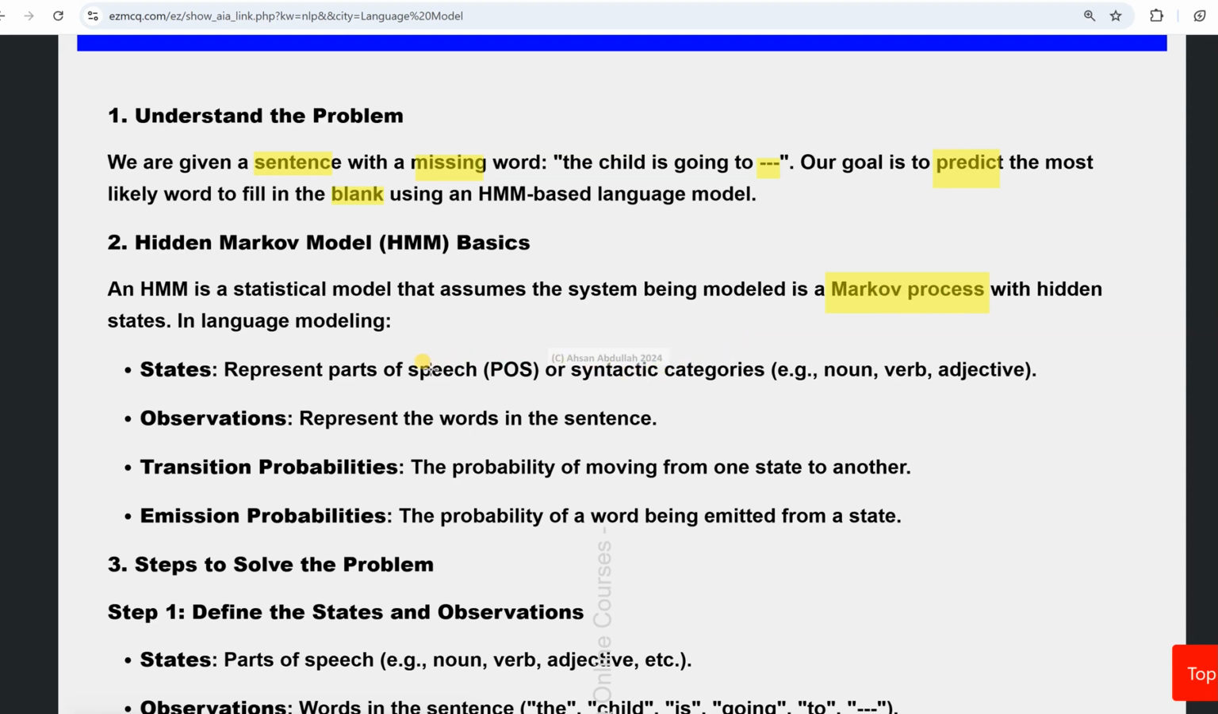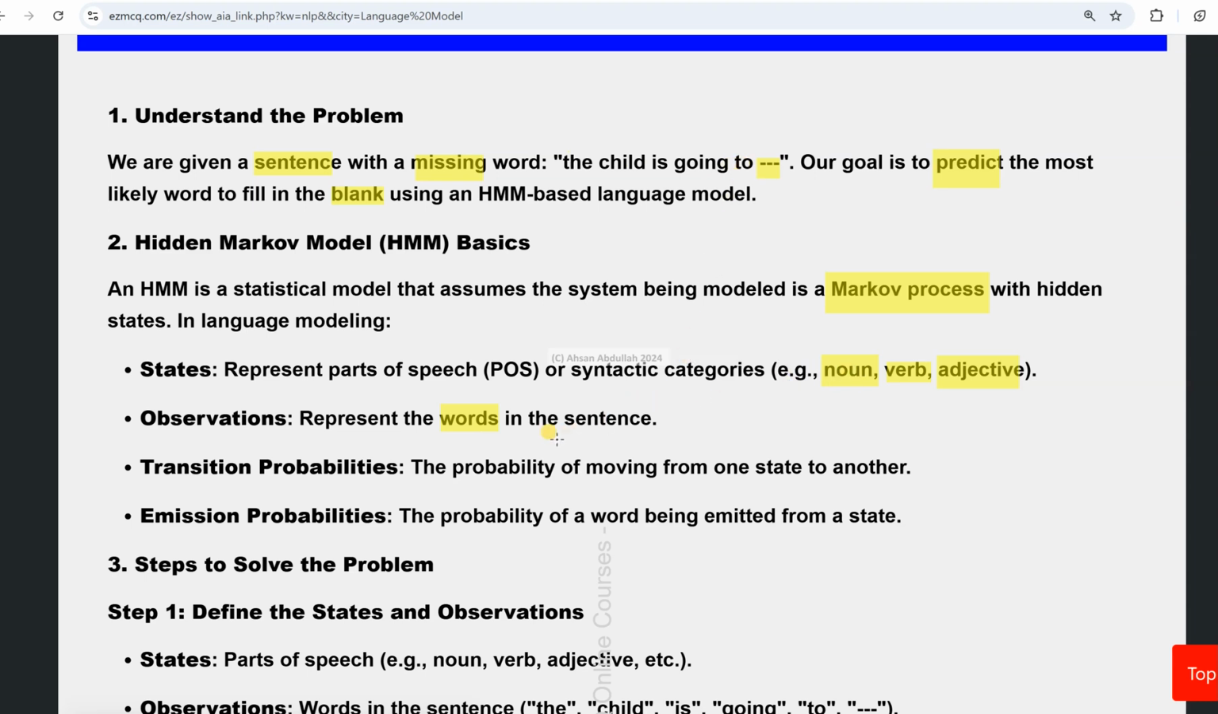So we have the states, observations, transition probabilities, and emission probabilities. What are the states? States are the tags: noun, verb, adjective. Okay, these tags are the hidden tags or the hidden states. And what are the observations? The observations, which are visible, are the words which we see in the sentence. For example, the child is going to. These are the observations. And the tags are hidden.